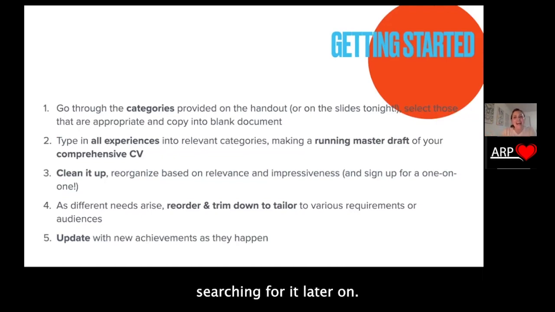Also, when you do that, make sure you keep documentation in whatever way is convenient for you, whether it's a folder on your computer or even a folder in your email, however you want to do it. Document these achievements as they occur.